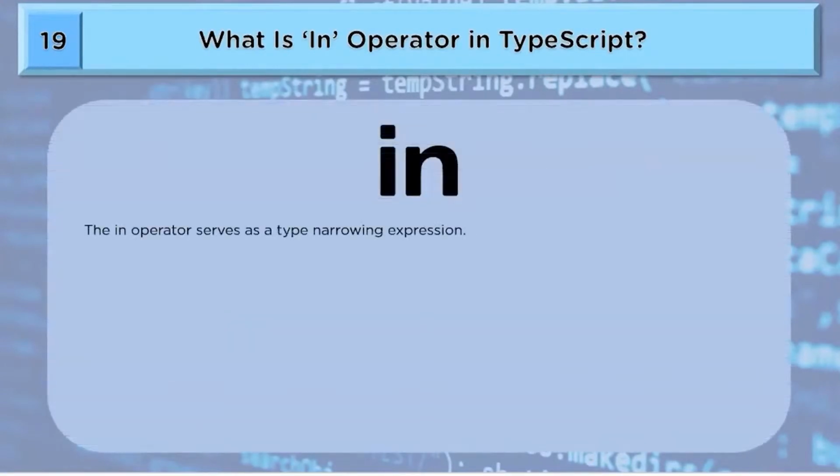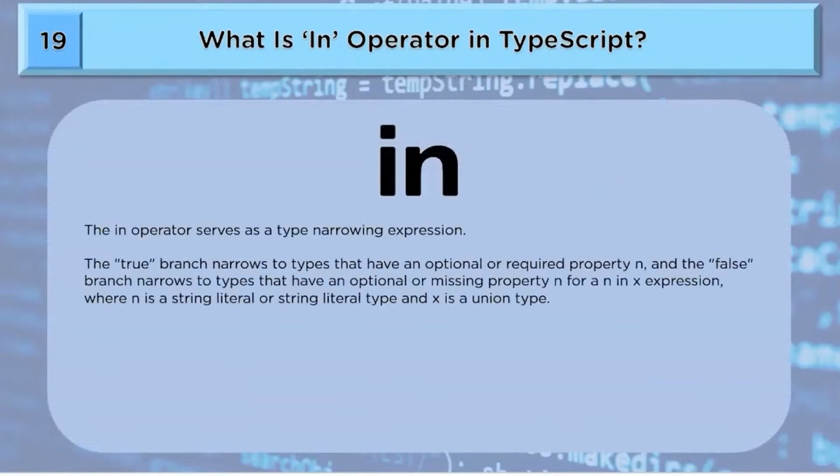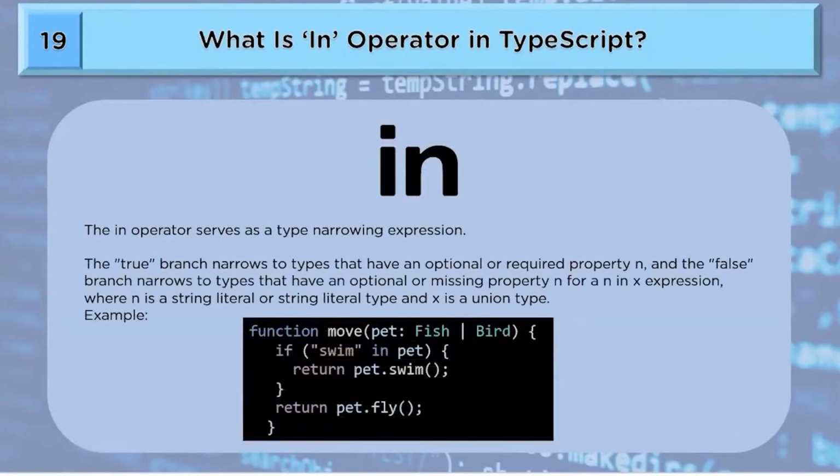What is the in operator in TypeScript? The in operator serves as a type narrowing expression. For an "n in x" expression, the true branch narrows to types that have an optional or required property n, and the false branch narrows to the types that have an optional or missing property n, as shown in the example below, where n is a string literal or string literal type and x is a union type.